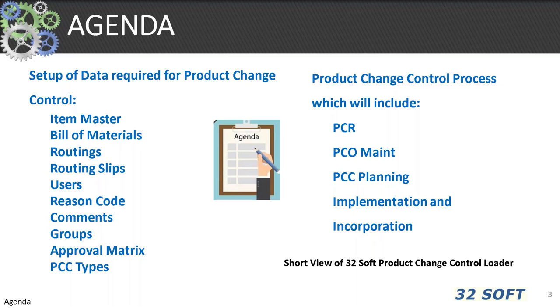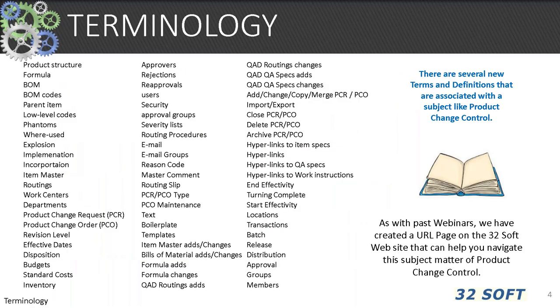So today, what we'd like to talk about is setting up product change control. We'll talk about such things as routing and reason codes, groups, and then we can talk about the product change control process, which includes the product change request, product change order, product change control planning, incorporation, and implementation. Then at the end of this session, I'd like to show you just a short view of a 32Soft product change loader, which can make it all much easier to use and control.